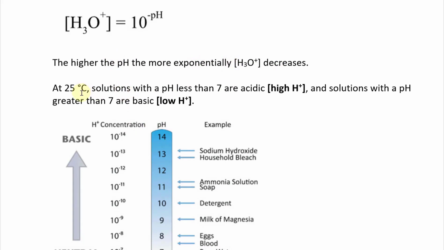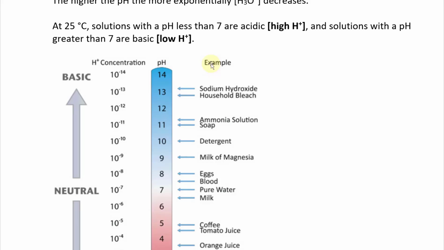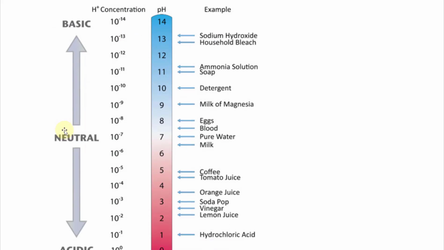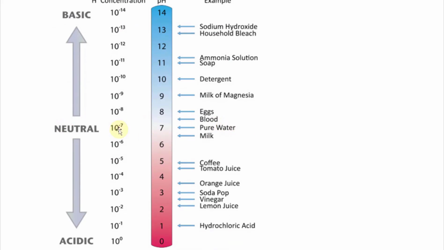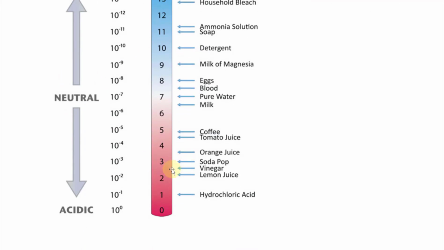So it's inversely proportional. At 25 degrees Celsius, solutions with a pH less than 7 are acidic, which have high H plus, and solutions with a pH greater than 7 are basic, which have low H plus. Here are some examples. Neutral is in the middle, and acidic is at the bottom with the number 0. Notice it's an exponential scale, so each one is a 10 times increase.